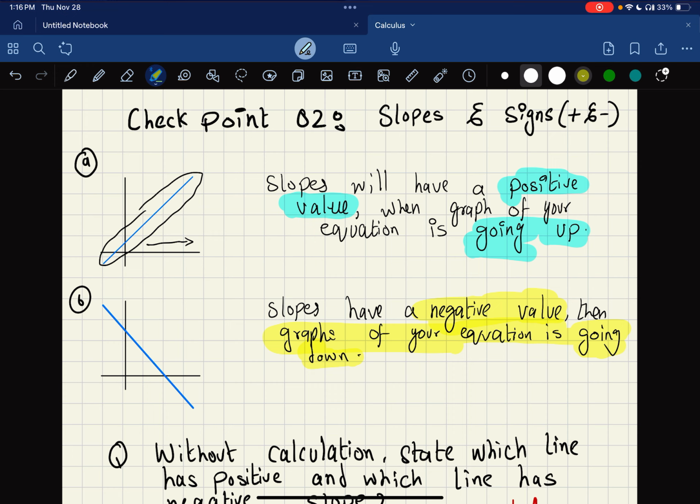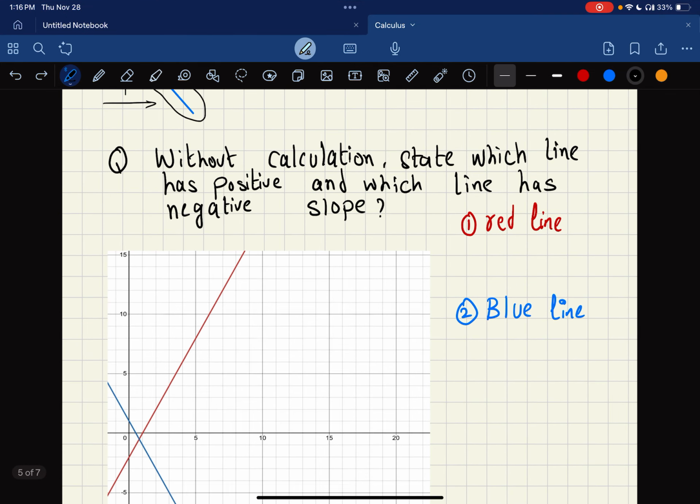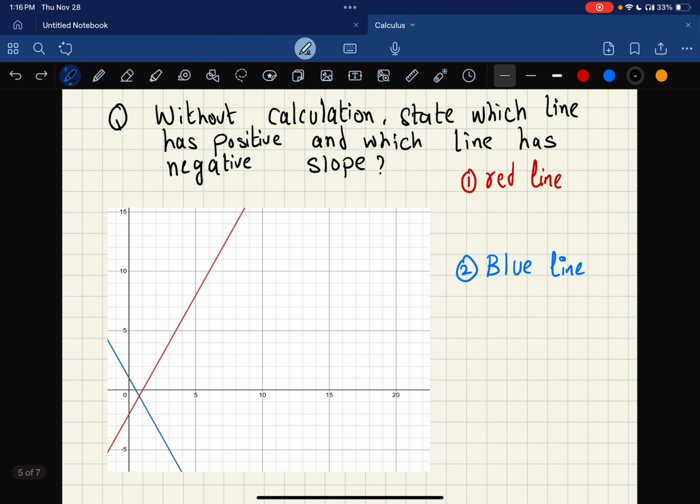Okay, and we can see that happening right over here, right? This equation, from left to right, is clearly going down. It's not detailed enough, but if you were to calculate a gradient for this, it will surely turn out to be negative. Okay. So now here's our first question. Without calculation, we have to state which of these graphs have a positive slope, and which has a negative slope. Again, remember we have to look at it from left to right.